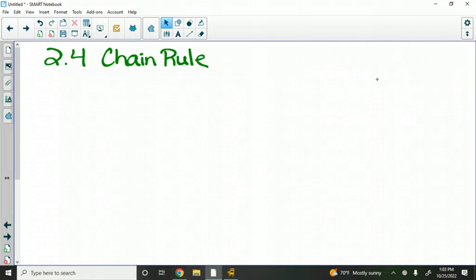It's called chain rule, which doesn't give anything away right away. We're going to do this for a couple days, today and tomorrow. And then next week we'll have a quiz on Wednesday on these two sections. So chain rule is all about composites.